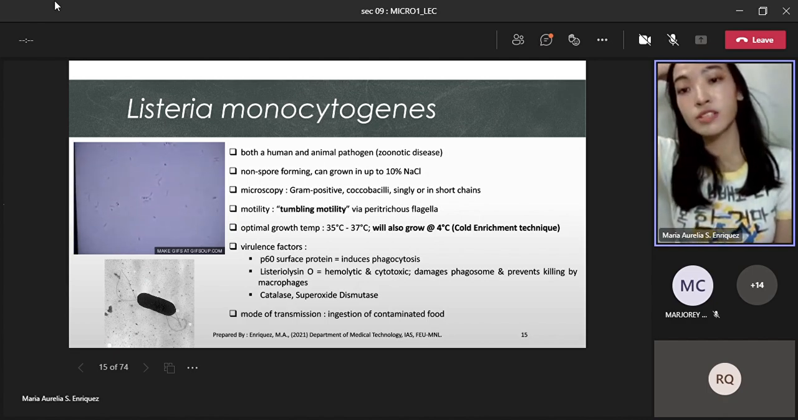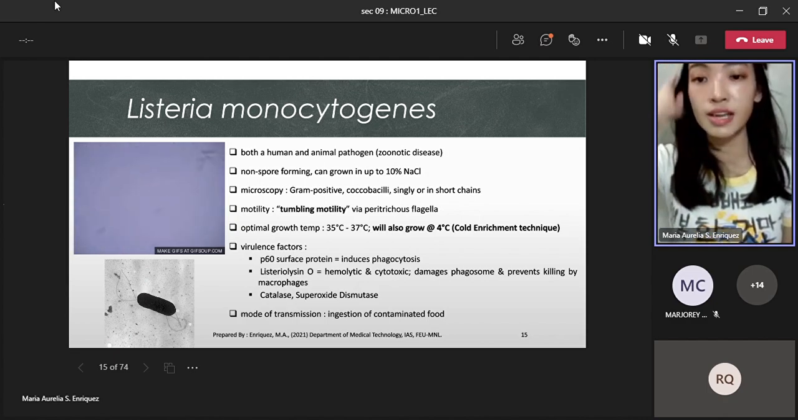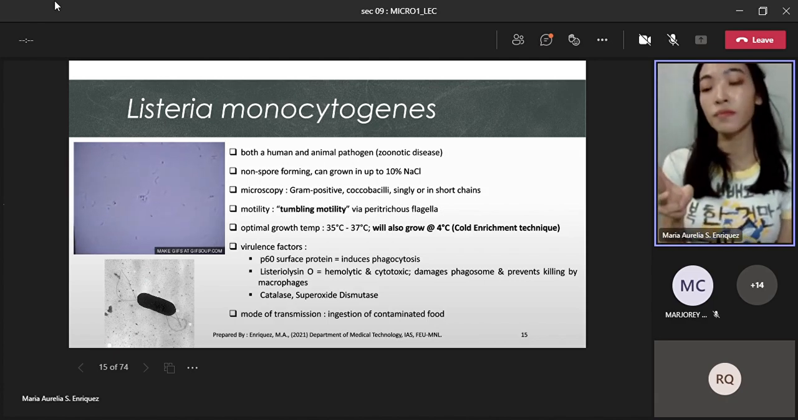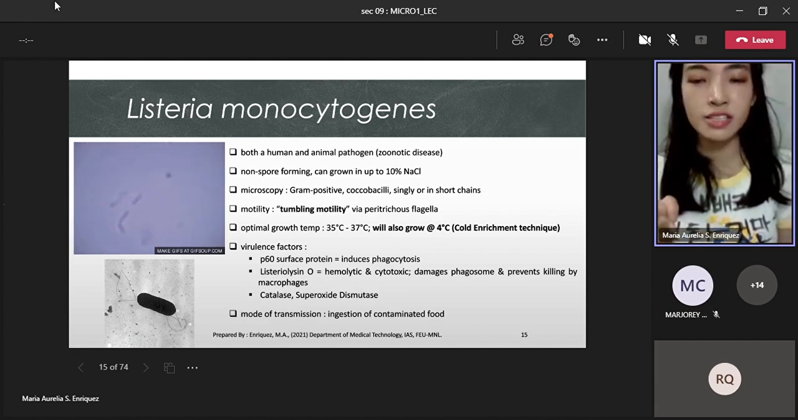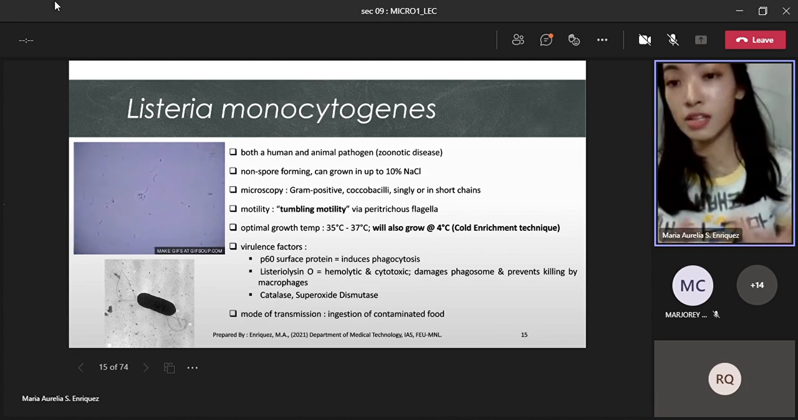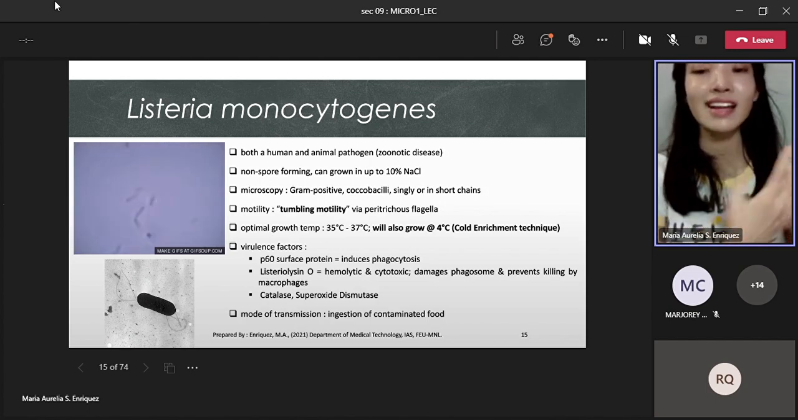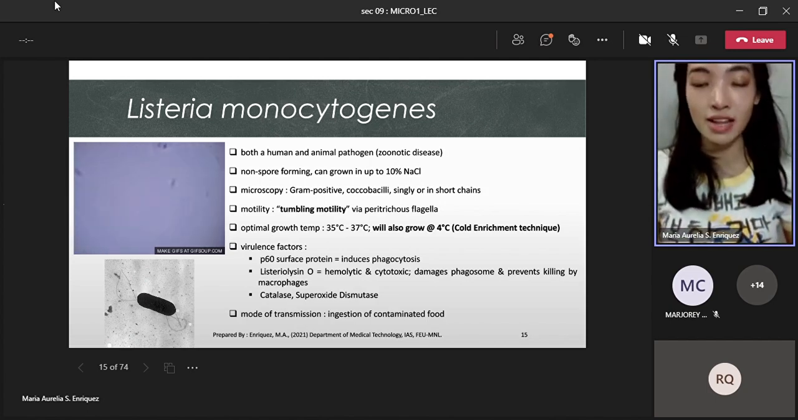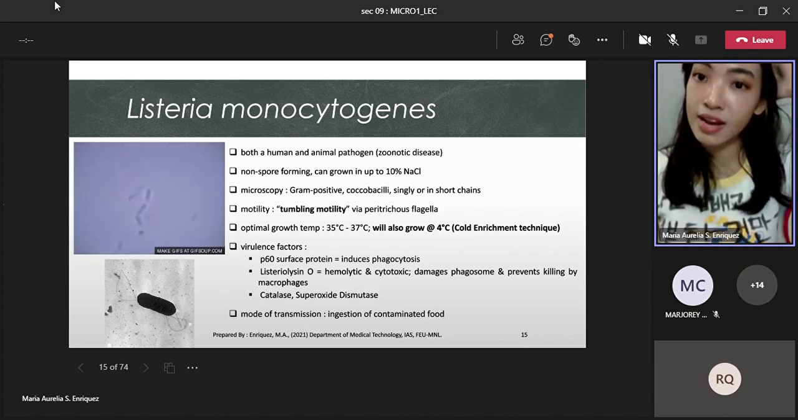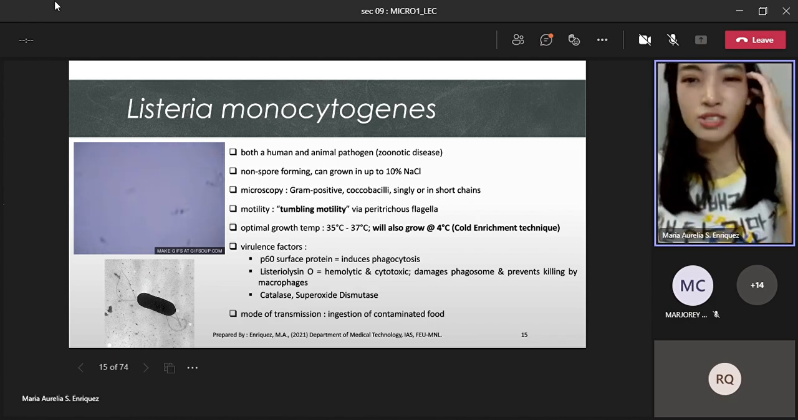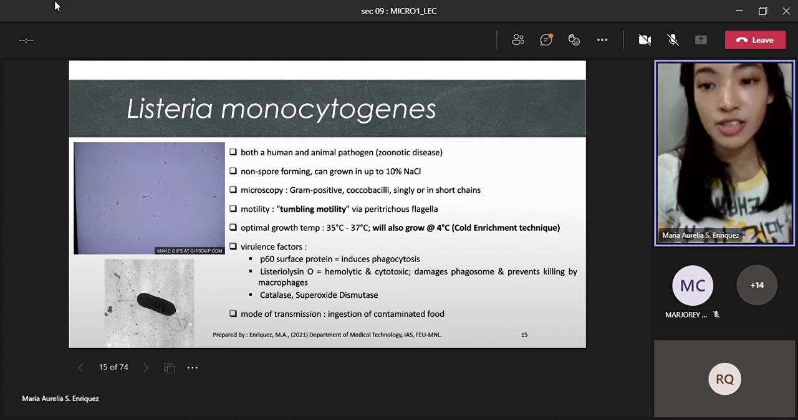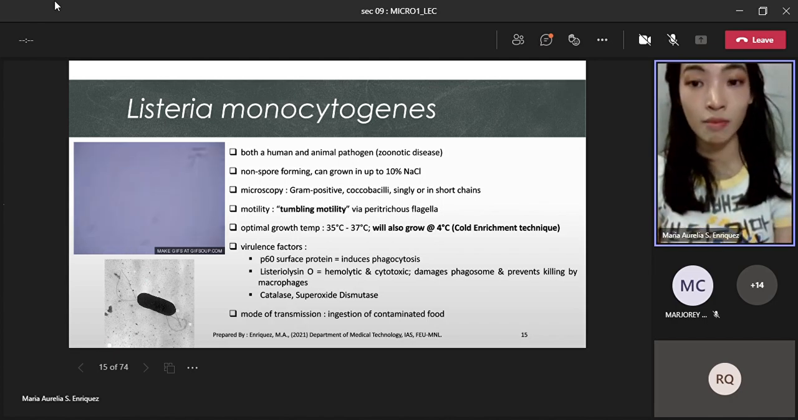Now, with regards to the virulence factors of Listeria monocytogenes, they have hemolysin, catalase, superoxide dismutase, and also phospholipase C, and a surface protein P60. So this protein P60 induces phagocytosis through increased adhesion and penetration into mammalian cells. So hindi katulad ng ibang pathogenic bacteria na ang virulence factor nila is to avoid phagocytosis, ang Listeria monocytogenes po, it induces or it encourages phagocytosis thanks to its P60 protein.